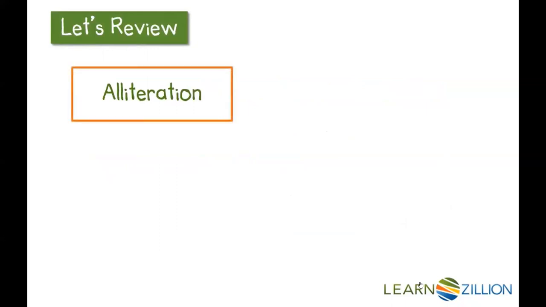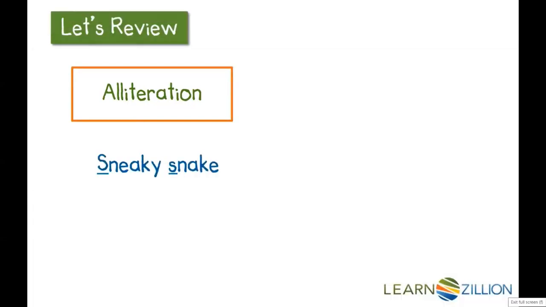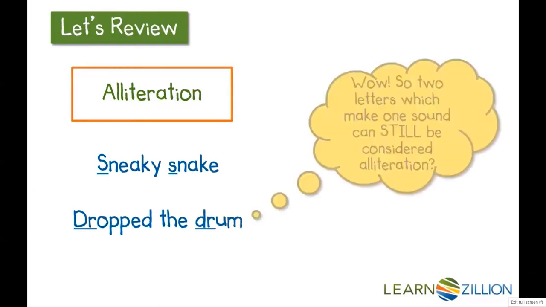Finally, another sound device in poetry is alliteration, which is a repetition of consonant sounds. For instance, the words sneaky snake are an example of alliteration because the S sound is repeated. In the phrase dropped the drum, the dr sound is repeated. Note that in the second example, it is not just one letter that's repeated but one sound made by two letters. That also counts as an example of alliteration.